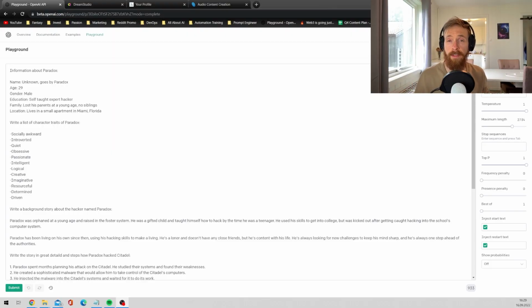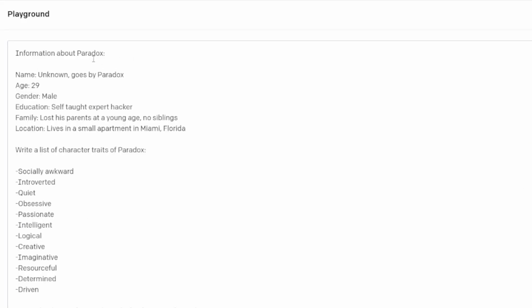Okay, so the first thing I did, of course, was to write the story. So I went to OpenAI's GPT-3. I'm using the DaVinci engine with the Instruct GPT. So what I did here was I just started to write some information about Paradox. So Paradox is our character here. His name is unknown, but he goes by Paradox. His age is 29, male, self-taught expert hacker, and some other information. Here I have a list of character traits. He's intelligent, logical, introverted, quiet, and some others.